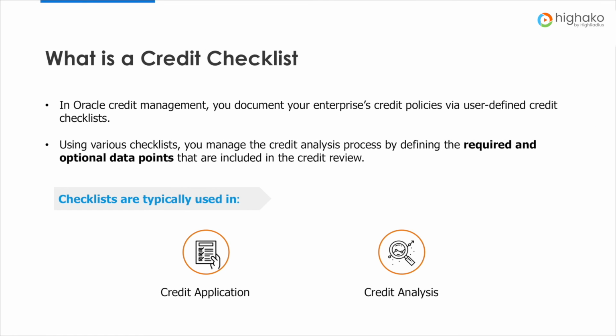Now, let's understand what a credit checklist is. In Oracle Credit Management, you document your enterprise's credit policies via user-defined credit checklists. Using various checklists, you manage the credit analysis process by defining the required and optional data points that are included in the credit review. Checklists are typically used in crafting credit application and credit evaluation. It determines which fields are required on the application and also identifies what data should be automatically collected and displayed in the case folder during credit analysis.